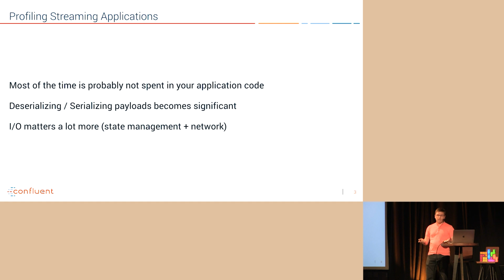And the last thing, of course, is that I/O matters a lot more, not only on the network side because you're doing streaming applications, but also because you have a lot of state management to do. So if you're doing any kind of aggregations on the fly with something like Kafka Streams or other streaming libraries, you will have the state that needs to be managed, and that can be significant.